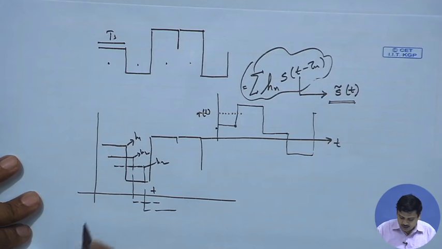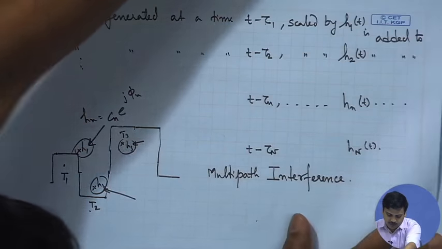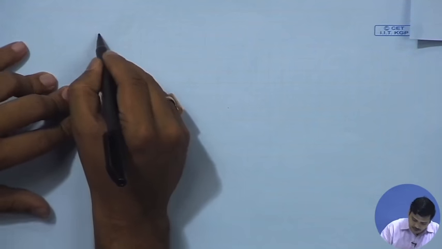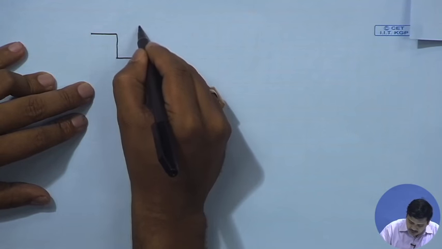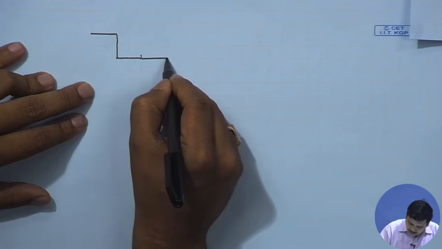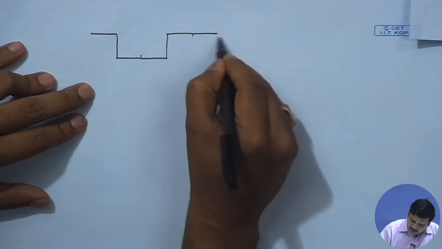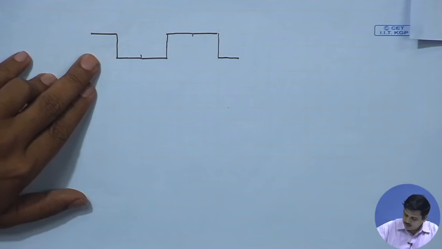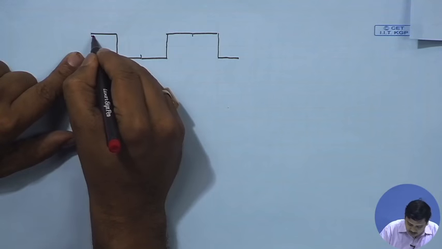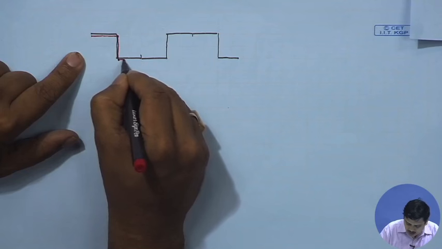What we are now making the assumption is these delays are so small that they are negligible compared to the symbol duration, or in other words, if a transmitted sequence is this, I am drawing a random transmitted sequence, which is probably different from the previous transmitted sequence. The delays are so small that the received signal would have hardly much delay amongst the paths.